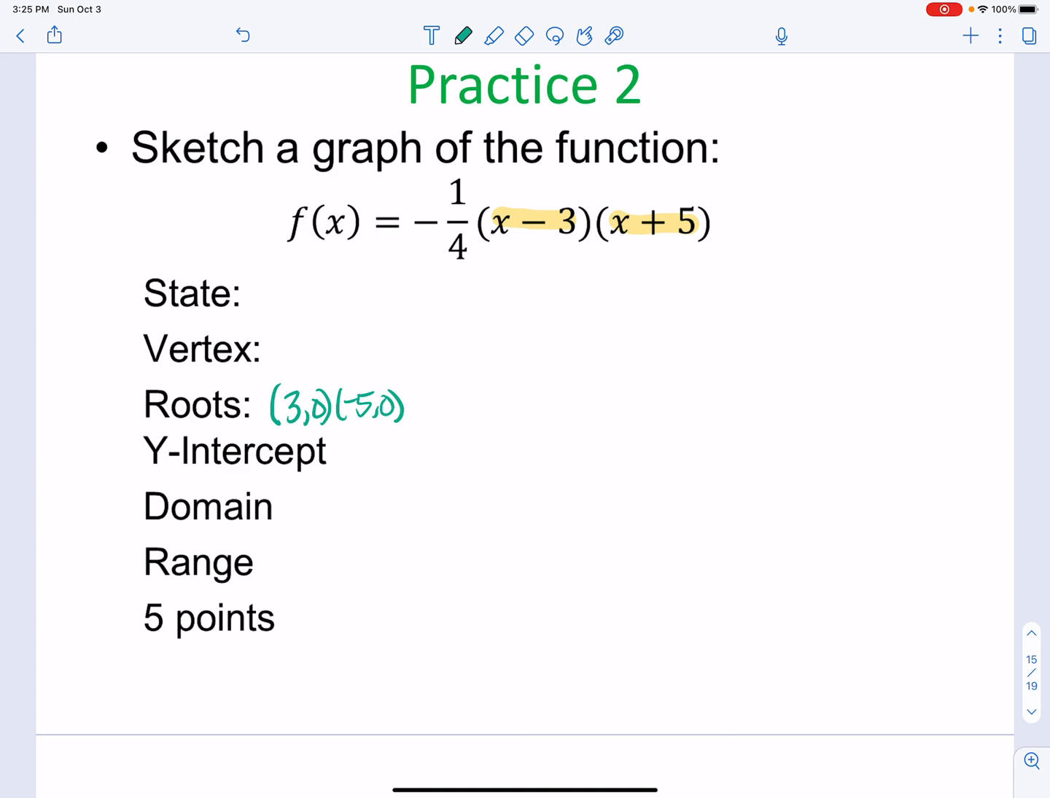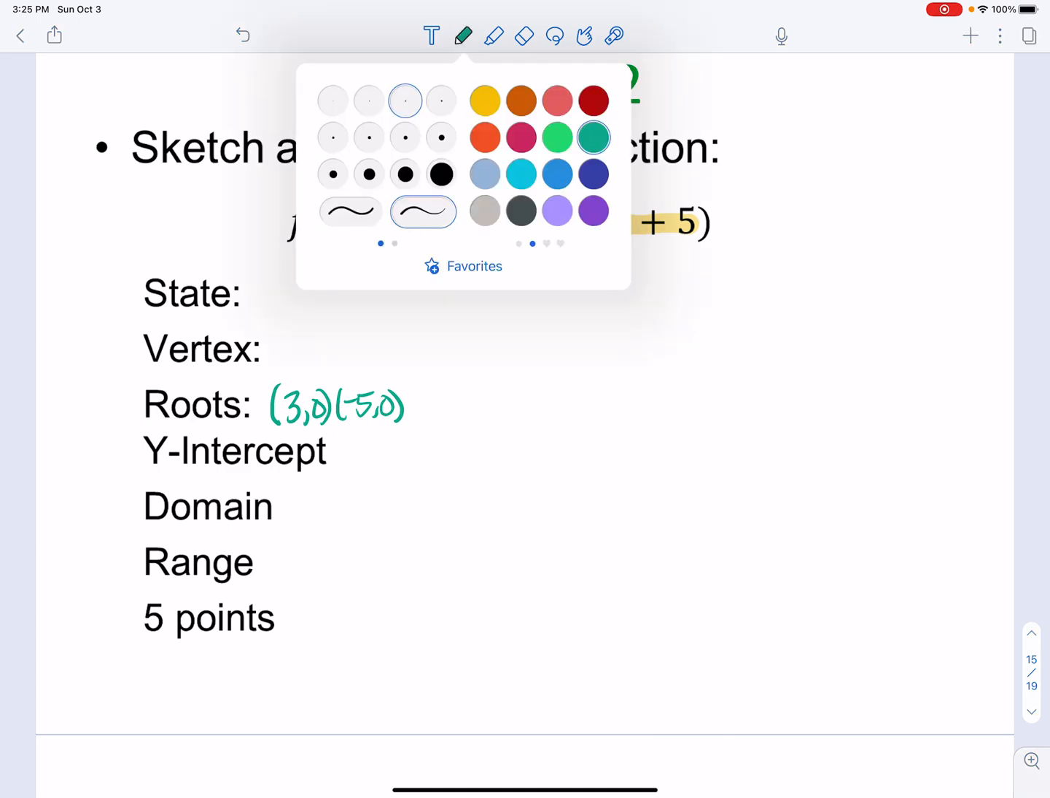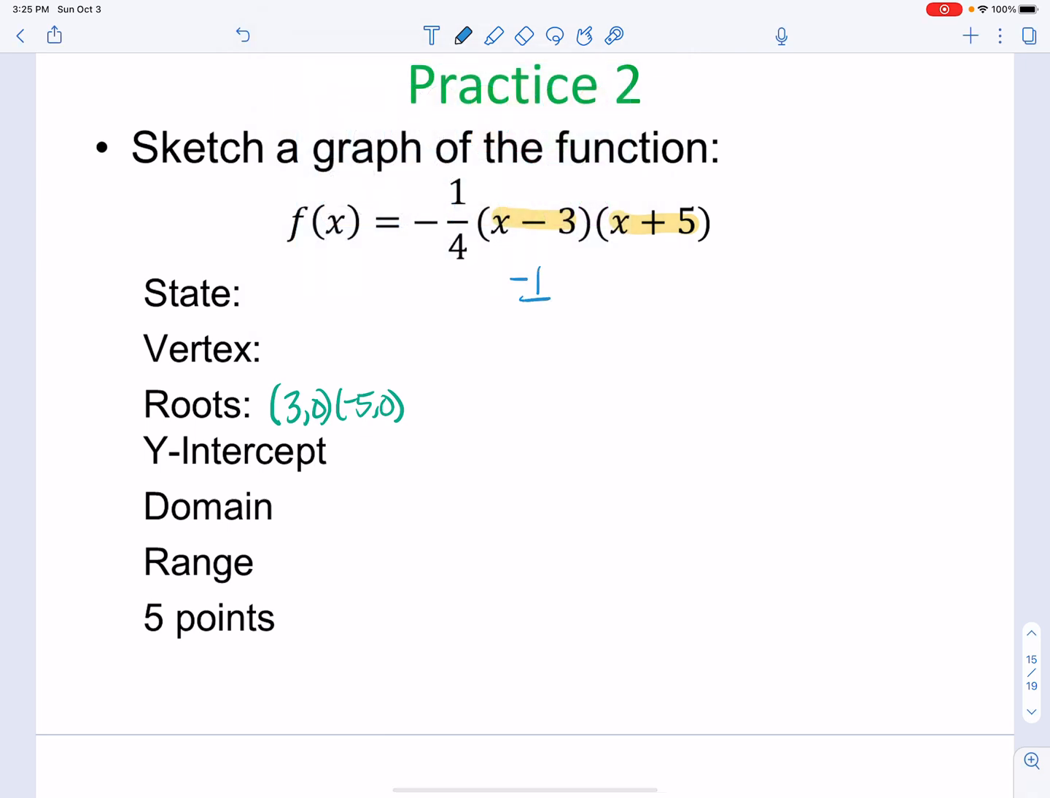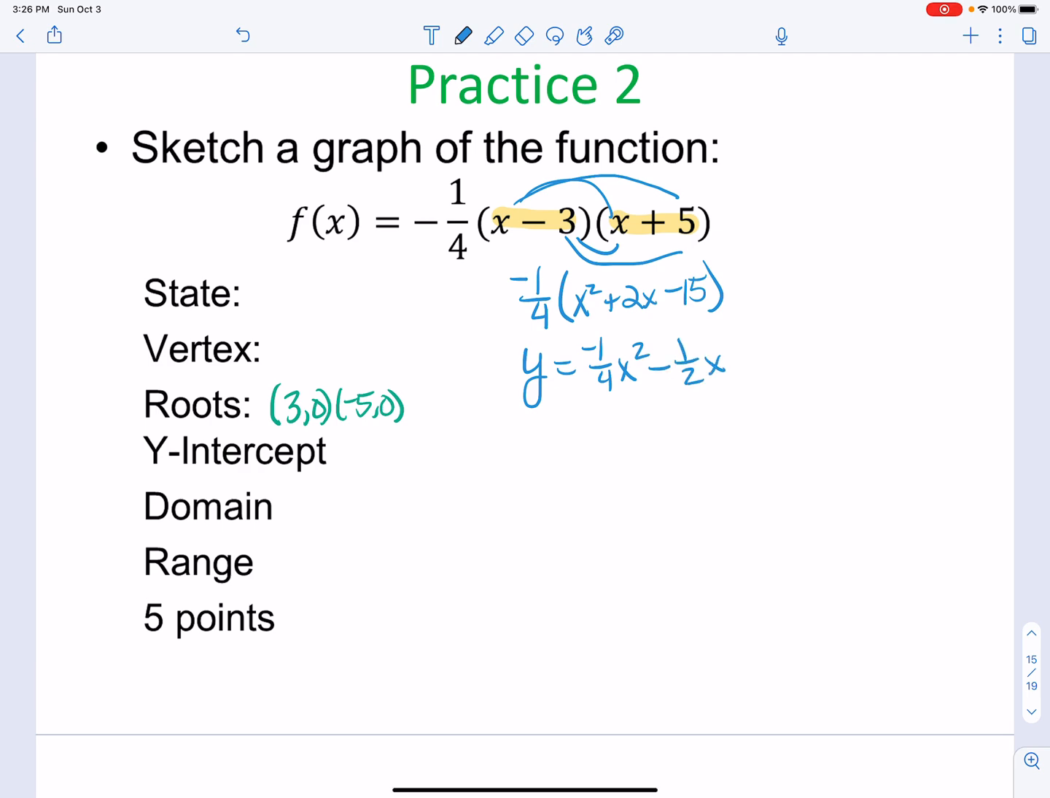All right, so to find the vertex, there's a lot of different ways to do it. To find the y-intercept, a lot of different ways. I'm going to go ahead and put it into standard form because I don't have a calculator, and then we can talk about other methods. So that would be what? x squared plus 5 minus 3, so plus 2x minus 15. So then I would times everything by the negative 1/4. That's going to be a minus 1/2 x and a plus 15/4. So my y-intercept, I now know, is 0, 15/4.